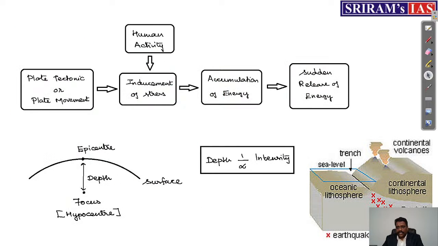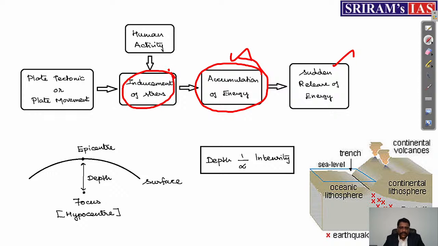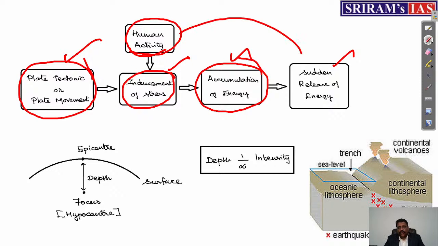For example, earthquake is all about sudden release of energy. Energy can get released suddenly only when there is an accumulation of energy. And when exactly will energy get accumulated, if you ask me? Only when there is an inducement of stress. And this inducement of stress is largely due to plate movement or plate tectonics, but sometimes maybe by human activities also, right? So human activities can also trigger an earthquake.